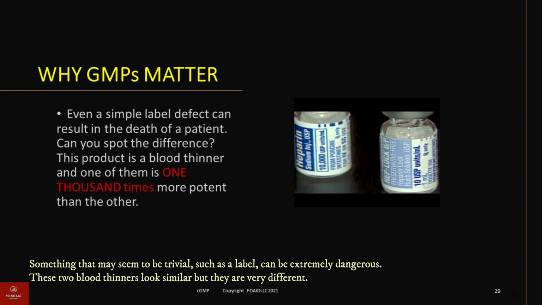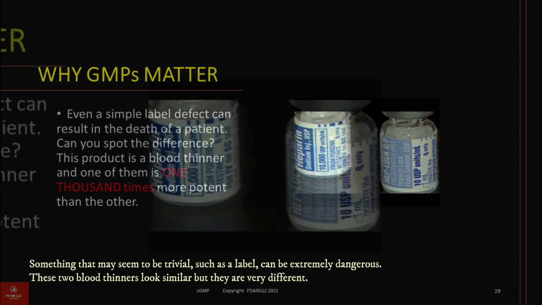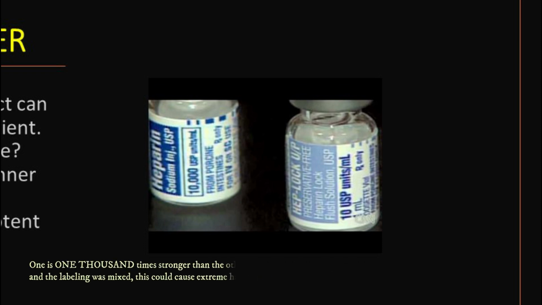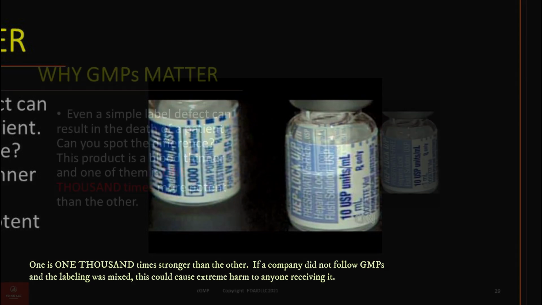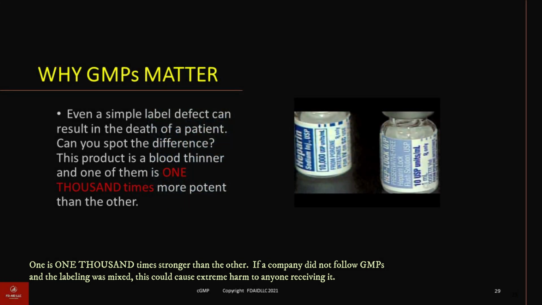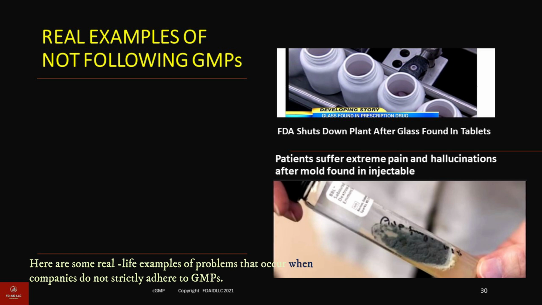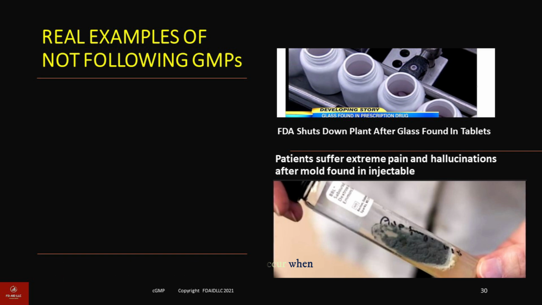Something that may seem to be trivial, such as a label, can be extremely dangerous. These two blood thinners look similar, but they are very different. One is 1,000 times stronger than the other. If a company did not follow GMPs and the labeling was mixed, this could cause extreme harm to anyone receiving it. Here are some real-life examples of problems that occur when companies do not strictly adhere to GMPs.